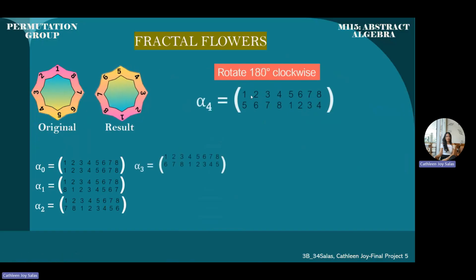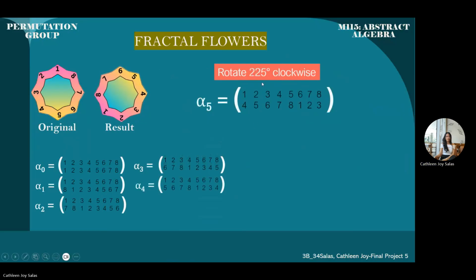Next, for the 180-degree clockwise rotation, we have here alpha sub 4 as the permutation of this move. So we have here 1 is to 5, that's why we have 1 is to 5 here. 2 is to 6, 3 is to 7, 4 is to 8, 5 is to 1, 6 is to 2, 7 is to 3, and 8 is to 4.